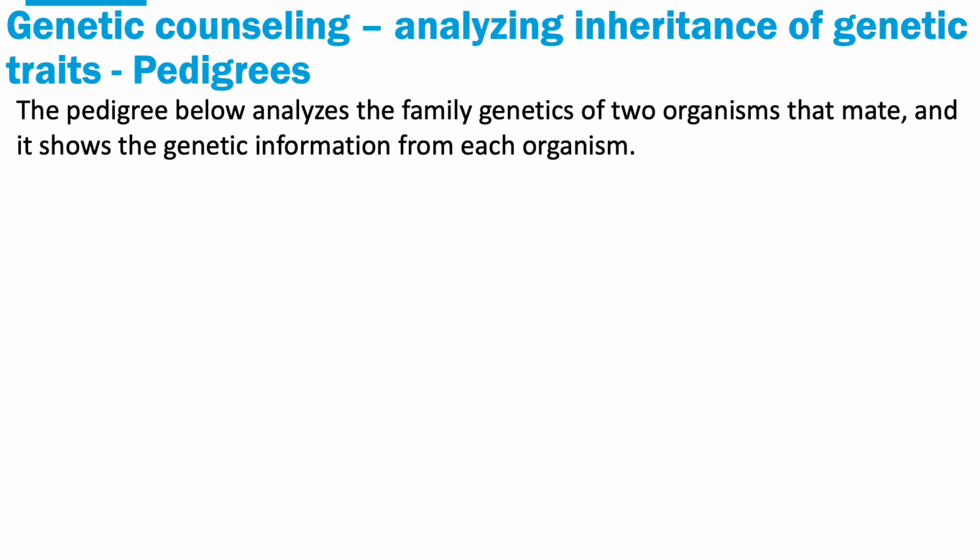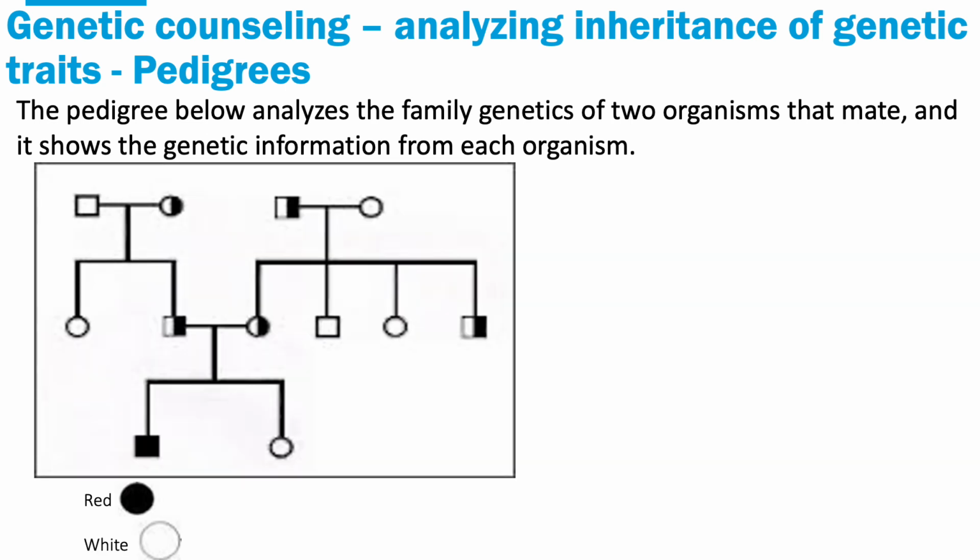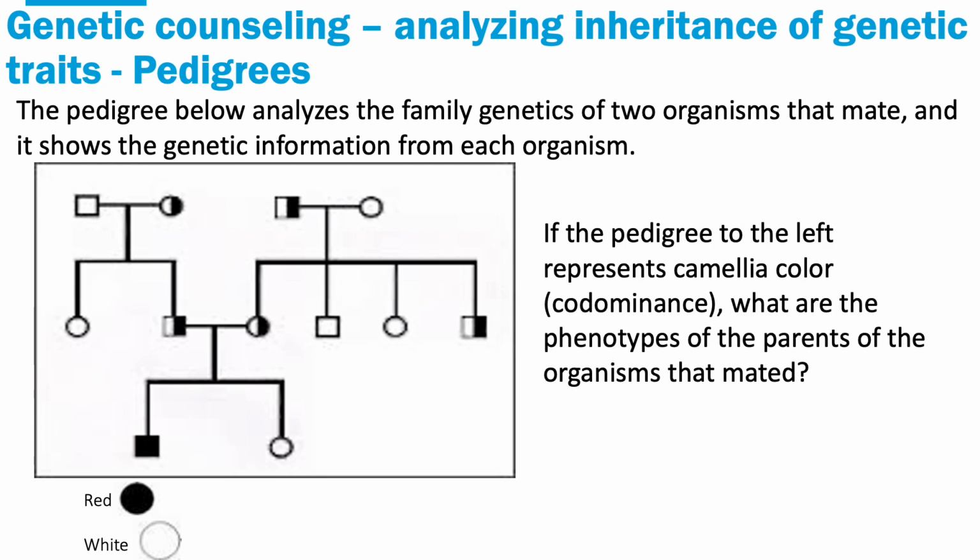The pedigree below is looking at the family genetics of 2 organisms that mate, and it shows the genetic information from each organism. If the pedigree to the left represented the camellia flower codominants, what are the phenotypes of the parents of the organisms that mated? So what we're looking at are these, the ones that mated. They gave us this offspring, but we want to know the phenotypes of their parents.